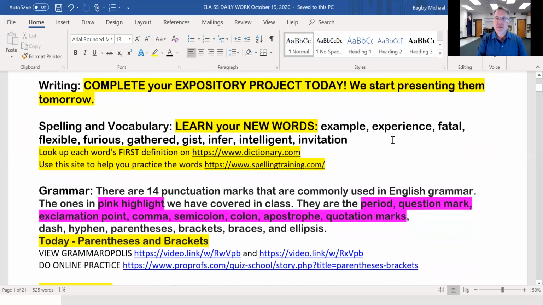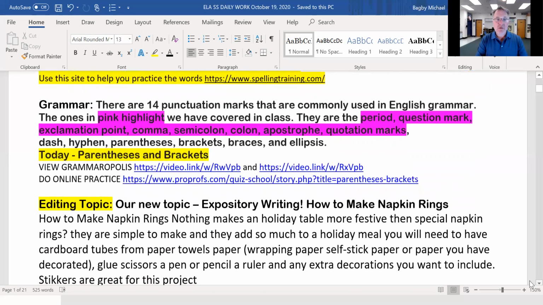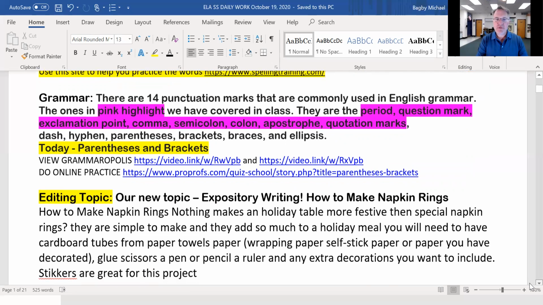We have 10 new words. Example, experience, fatal, flexible, furious, gathered, gist, infer, intelligent, and invitation. And of course, you have your dictionary.com site for the definitions and the spellingtraining.com to learn the spellings. We are focusing today on parentheses and brackets. There's an adorable little Grammaropolis video and a tutoring video on parentheses and brackets, and there's online practice. So that will take care of two more of our 14 punctuation marks.